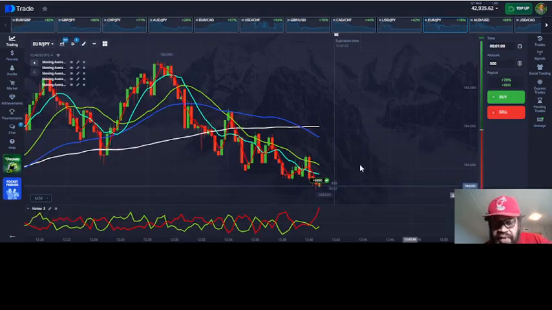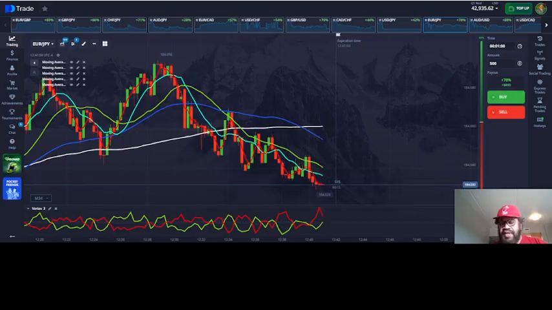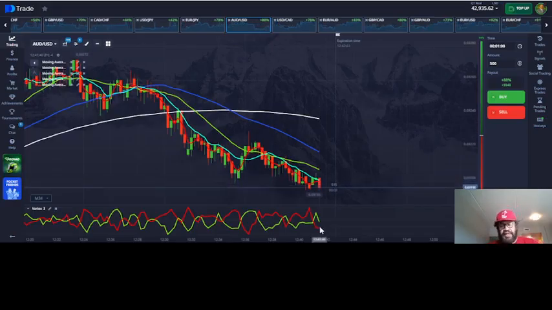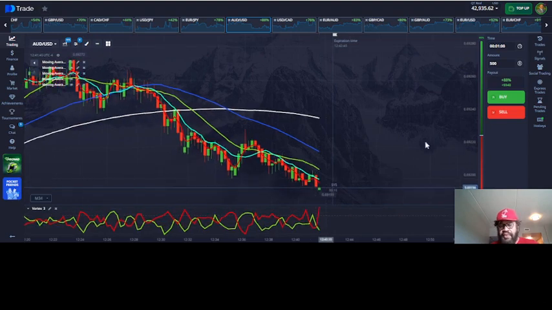All right, so that trade was in the money, 3 for 3. So let me pause the video and look for another setup. Okay, so I'm on the Aussie dollar, US dollar, waiting for the cross of the vortex line. And there we go. There goes the cross. So I went ahead and took a sell trade here.